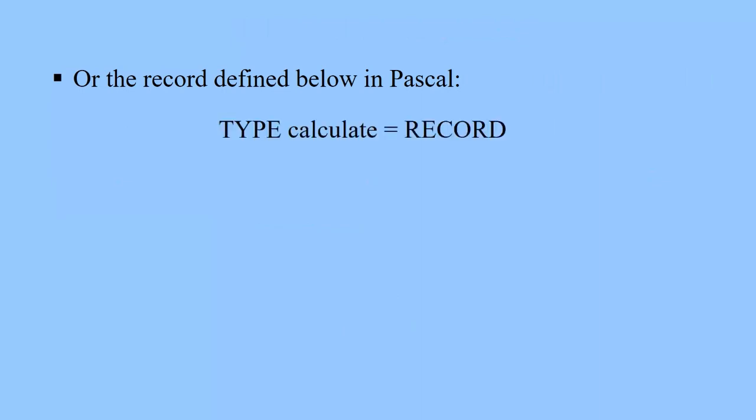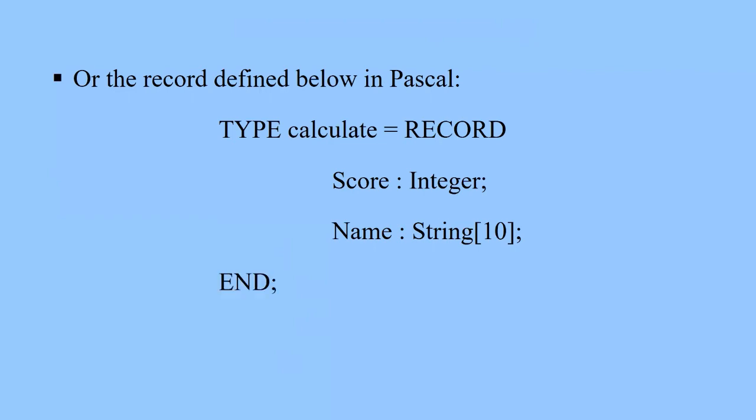And then we can also do the same in Pascal. We can have a record in Pascal defined as follows. Type calculate equals record. It has a member called score of type integer. We have another member called name of type string, whose size is 10.